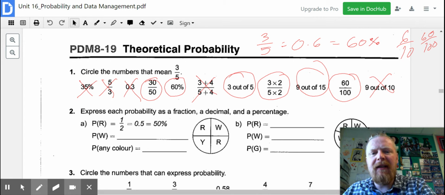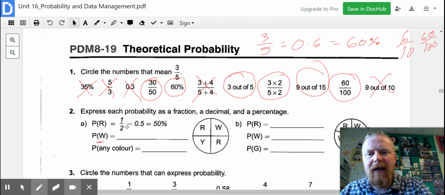Express each probability as a fraction, a decimal, and a percentage. Probability of white coming up is 1 out of 4 possible outcomes. The decimal is 0.25, which is 25%. Go ahead. Well, I'll do the last one. Probability of any color. Okay.